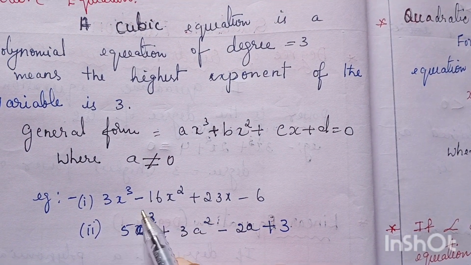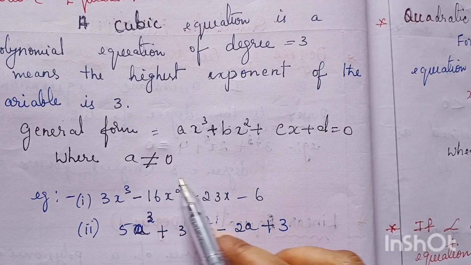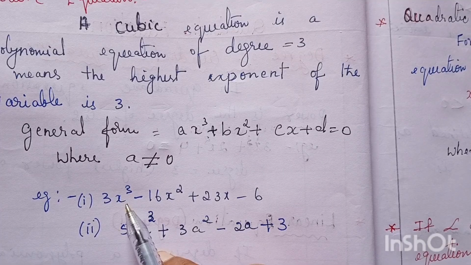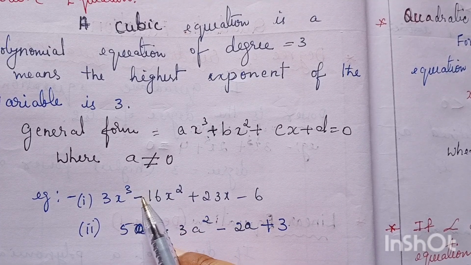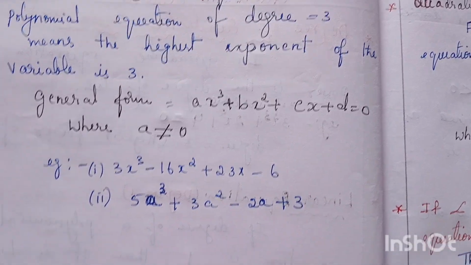So example, 3x cube minus 16x square plus 23x minus 6. So highest power कितना है? 3. Highest power 3 रहता है, it is a cubic equation बनता है, and highest power 2 रहता है quadratic, highest power 1 रहता है linear equation. That is an important point.